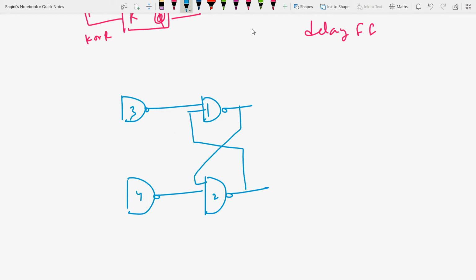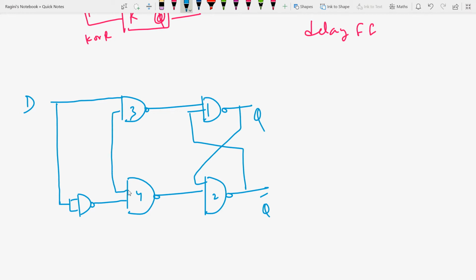This is the basic SR latch, Q and Q bar. And now here, this is the D input. And here, I can apply the inverter, right? When I apply the inverter, to gates 3 and 4, I have commonly applied a clock pulse. It is used to trigger the signal. So, here this is the clock pulse. This is the S input going to gate 3 and this is the R input going to gate 4, right?